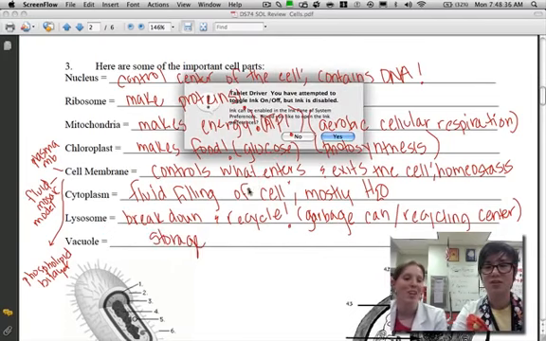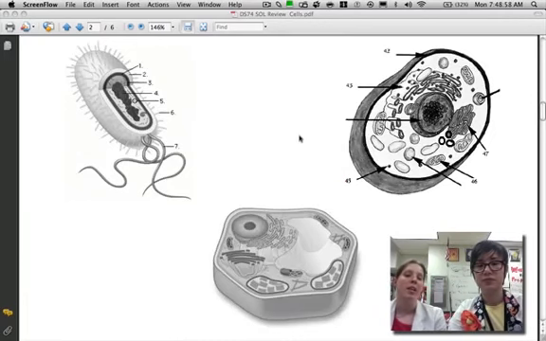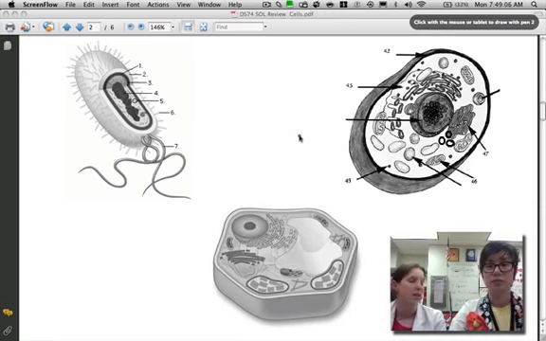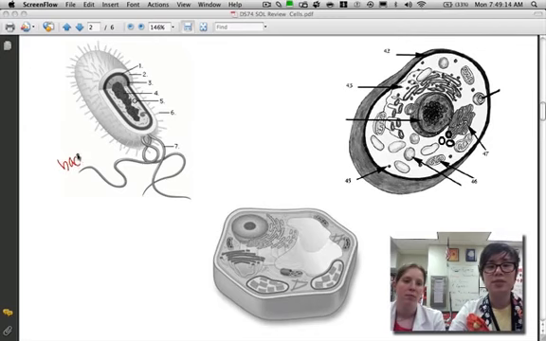They're used for storage. So in this next part, we're going to take a look at three different types of cells and just point out a few structures that you might be asked to identify. So first off, let's talk about what each of these cells is. If we look at this very first one in the upper left-hand corner, we see that this is bacteria.